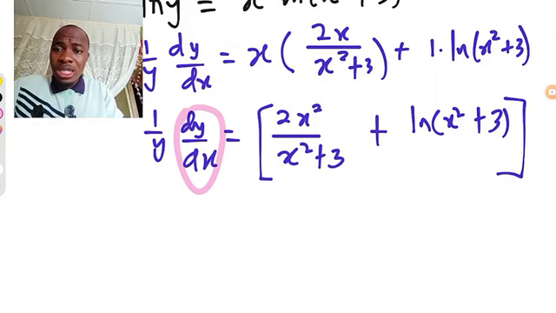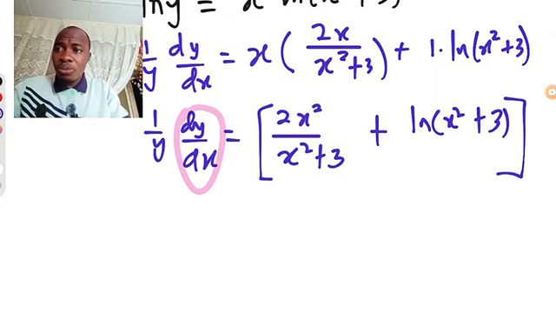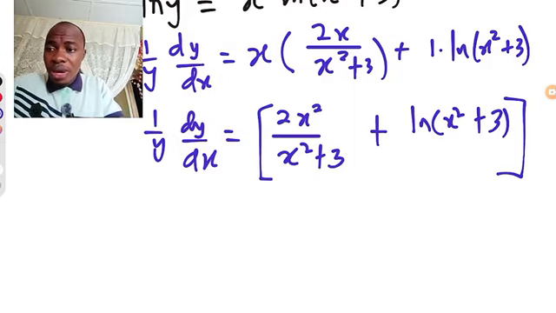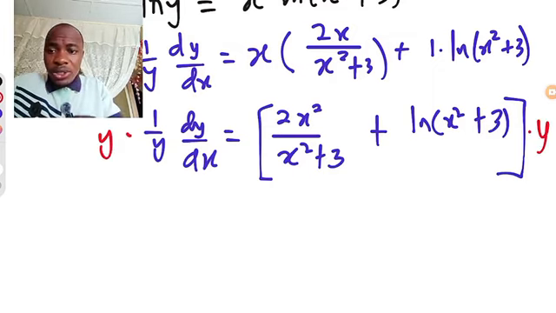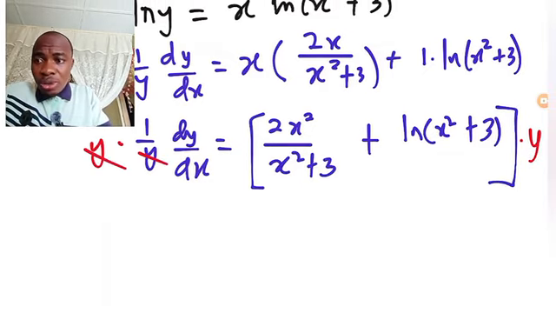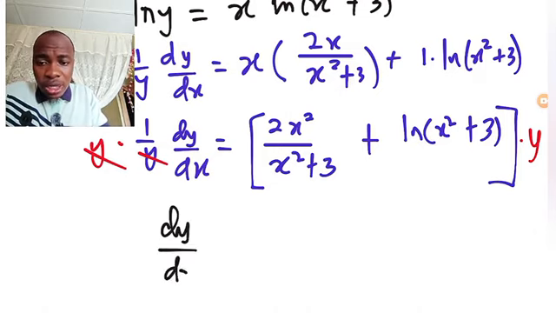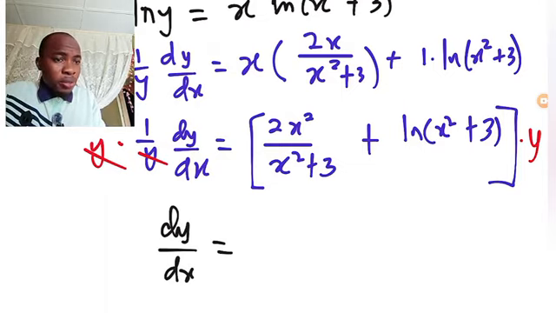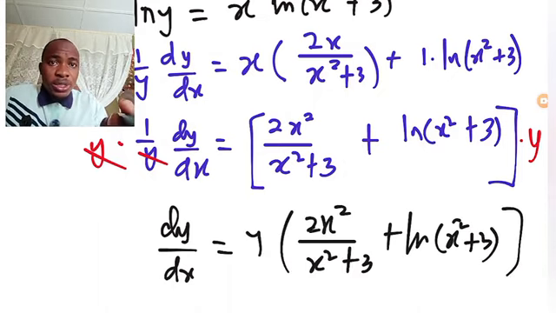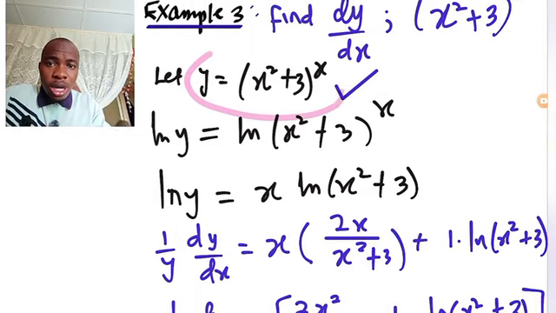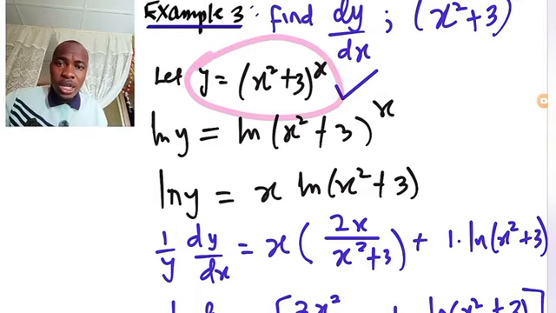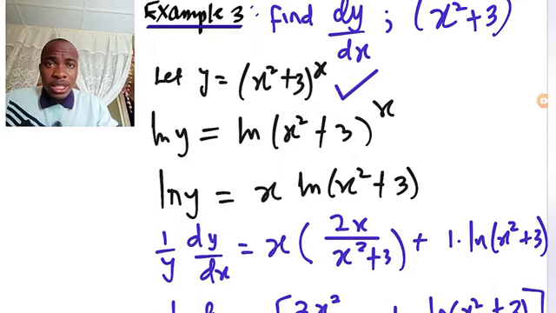To make dy/dx the subject of the formula, we multiply both sides of the equation by y. You can see that this cancels, so we are left with dy/dx. Now we do the replacement: y is given to be (x squared plus 3) all to the power of x, so we replace it. That is our y.